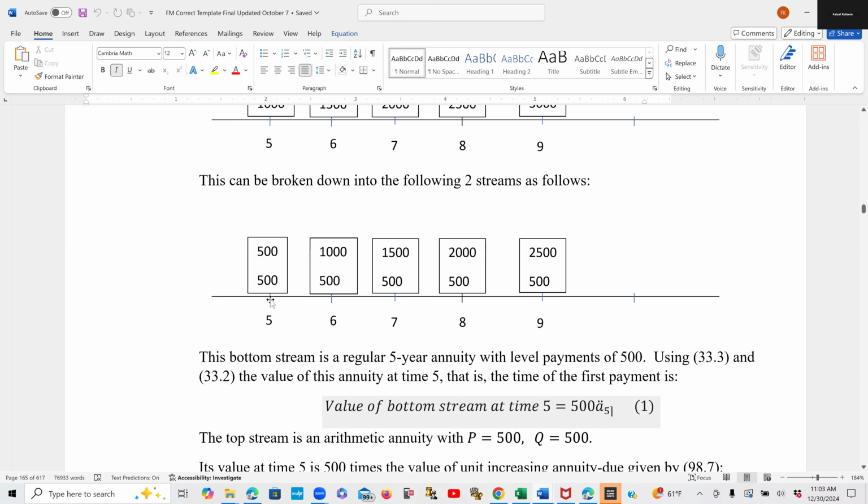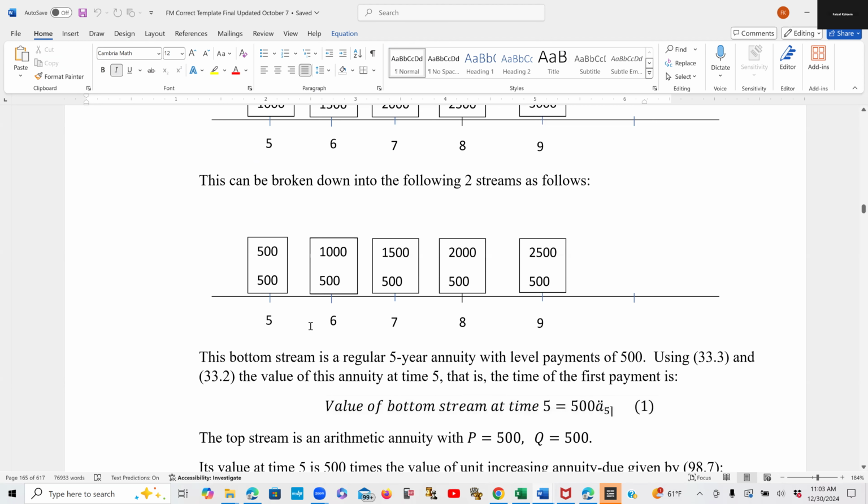And if we apply the annuity due formula, the level annuity due formula to this bottom stream of 500 each, so the present value at time 5 will be 500 a double dot 5, because the present value of an annuity due sits at the time of the first payment, and the first payment is happening at time 5. So the value at time 5 of this bottom stream would be 500 a double dot 5 bracket.